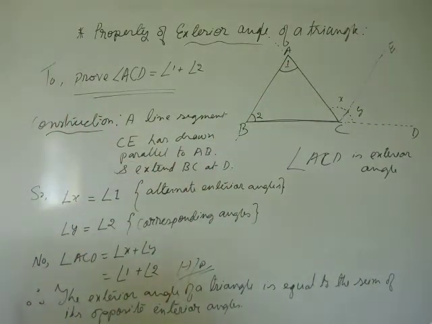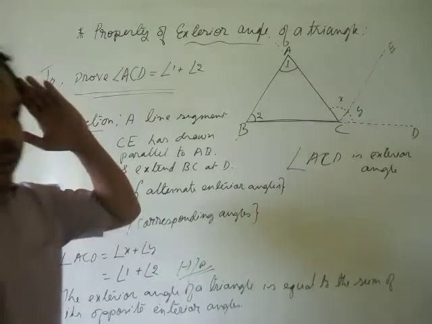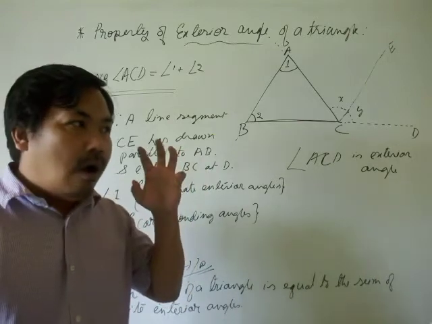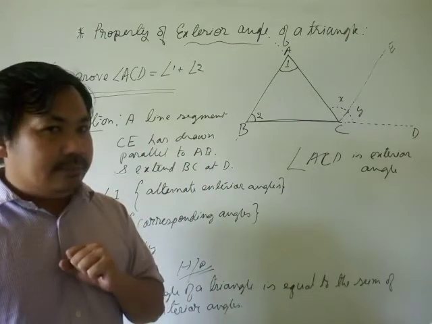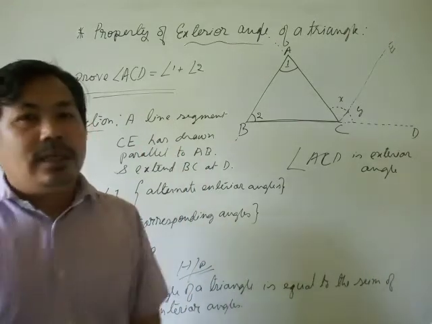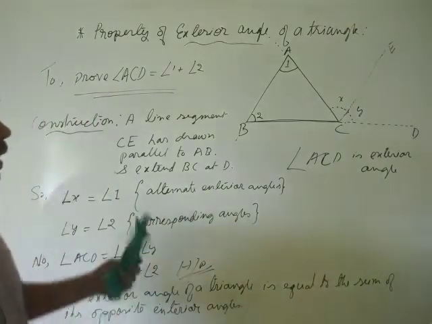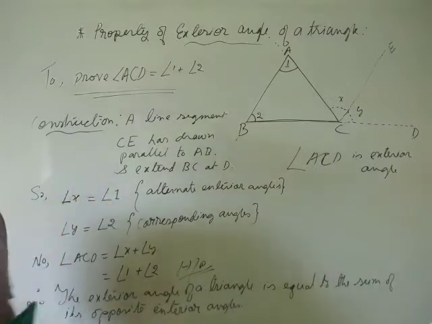Okay, that is what I say. So please note down this and try to understand that the exterior angle is equal to the sum of its opposite interior angles. That's all. Okay. So let us go to exercise 6.2, with this idea, with this example.